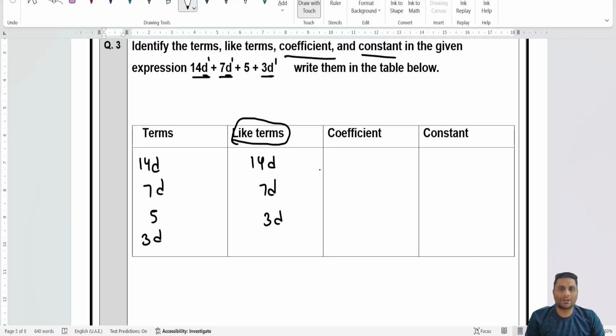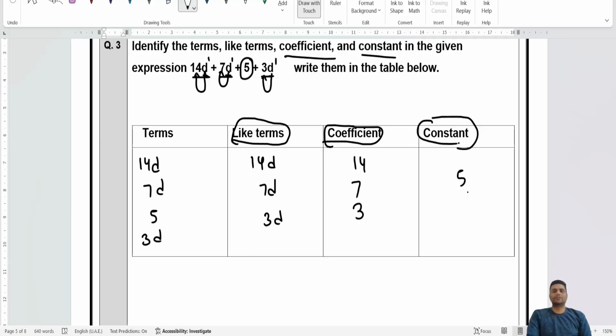Simple enough. Now coefficient. Coefficient means numbers with the variable. Which numbers are there with the variable? The D is a variable. What number does it have? 14. So 14 is a coefficient. Then check another D, variable is there. Which number does it have? 7. So 7 is again a coefficient. D is again a variable. It has number 3 with it. So 3 is also a coefficient. Finally, constant. I told you constant means a number without any variable. So check the 5. The 5 does not have any variable with it. So 5 is my constant. This is my answer. You have to do it like this. You will get full marks.